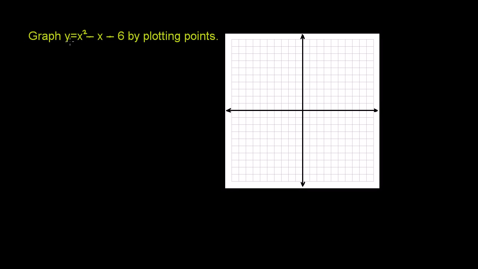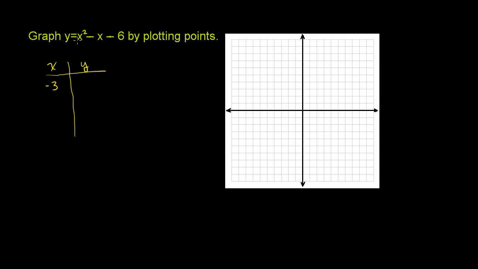We're asked to graph y is equal to x squared minus x minus 6 by plotting points. So let's just make a table. Let's just pick some x values and figure out what y is going to be based on this relation up here. So let's figure out what y is going to be.